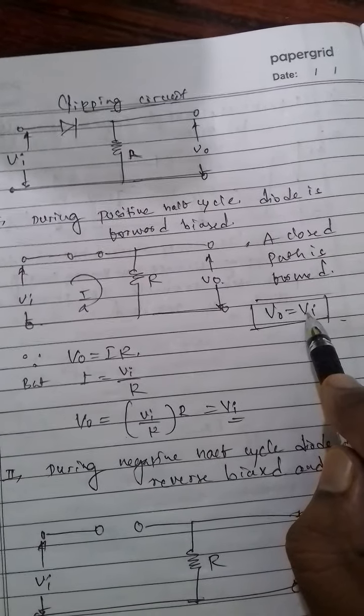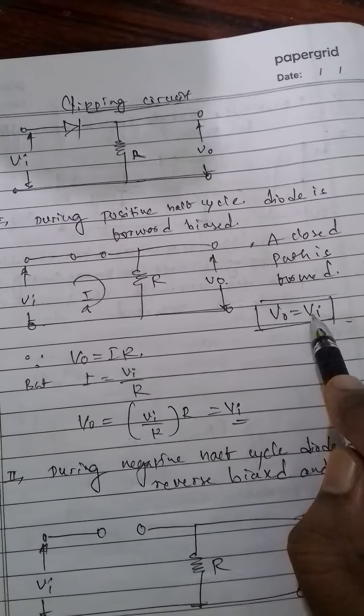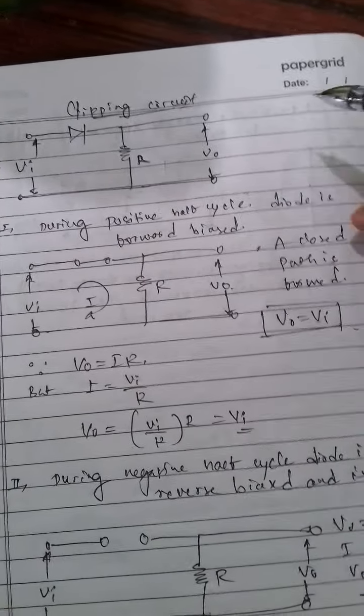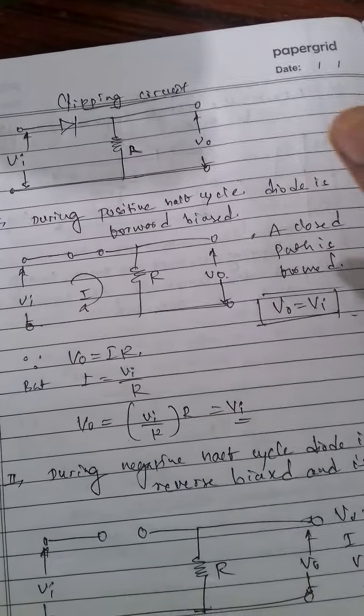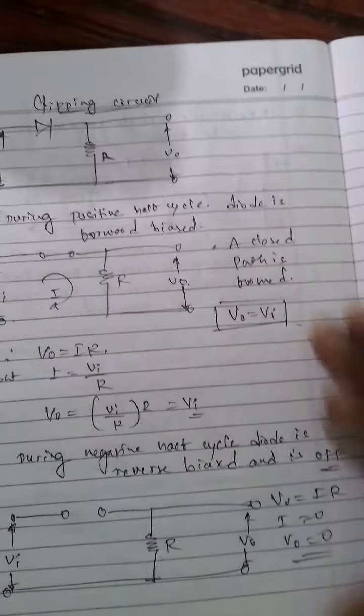Now, while analyzing clipping circuits, two conditions must be considered: when the diode is forward biased and when it is reverse biased, that is, during the positive half cycle and during the negative half cycle.